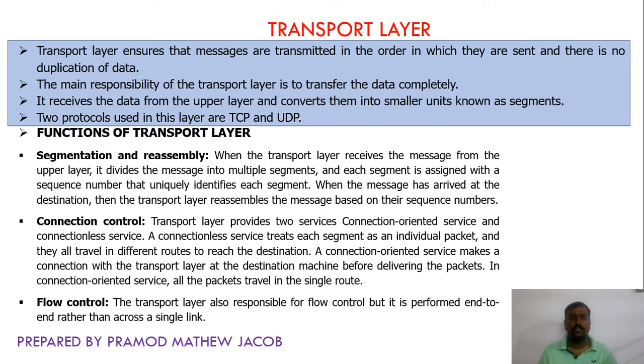The last one is flow control. The sender side and the receiver side may have different data transmission speeds. In order to control this transmission flow, we are using flow control in the transport layer.